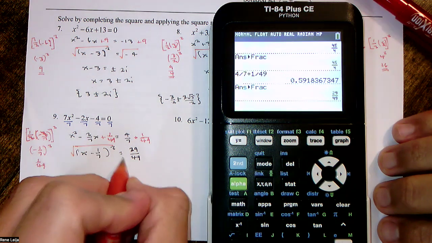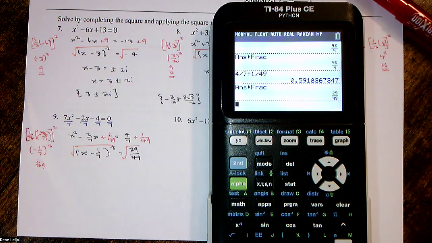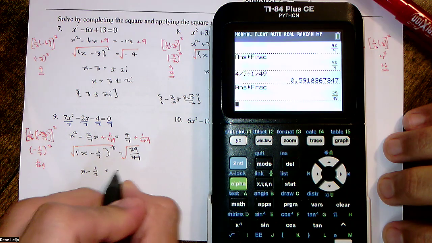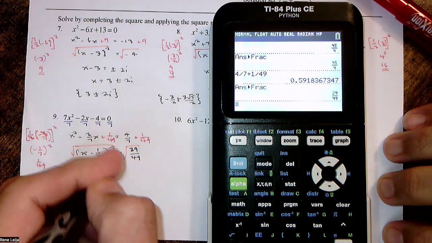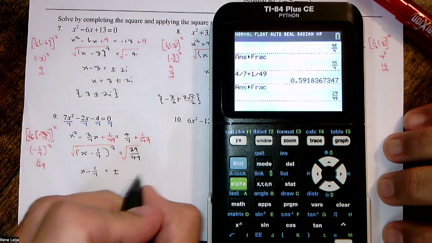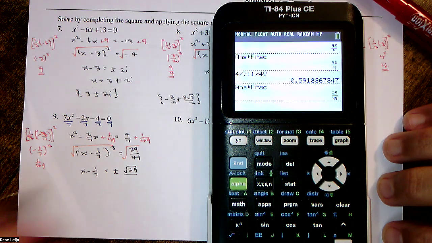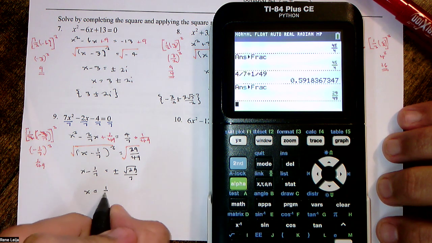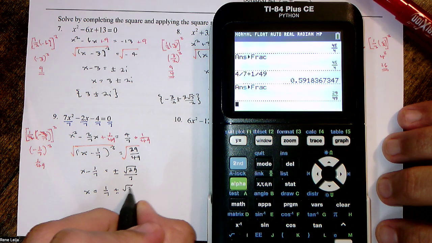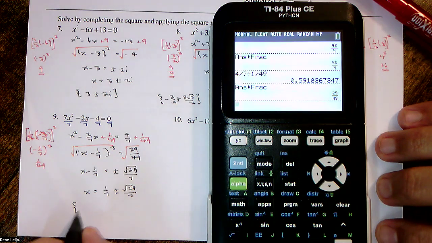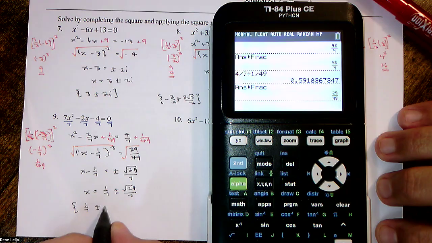We're going to take the square root of both sides. So x minus 1/7 equals plus or minus. Now I have the square root of a quotient. So I'm going to split this up and say the square root of 29 over, well, the square root of 49 is just 7. And then add the 1/7 to both sides. And there's your answer. 1/7 plus or minus the square root of 29 over 7.